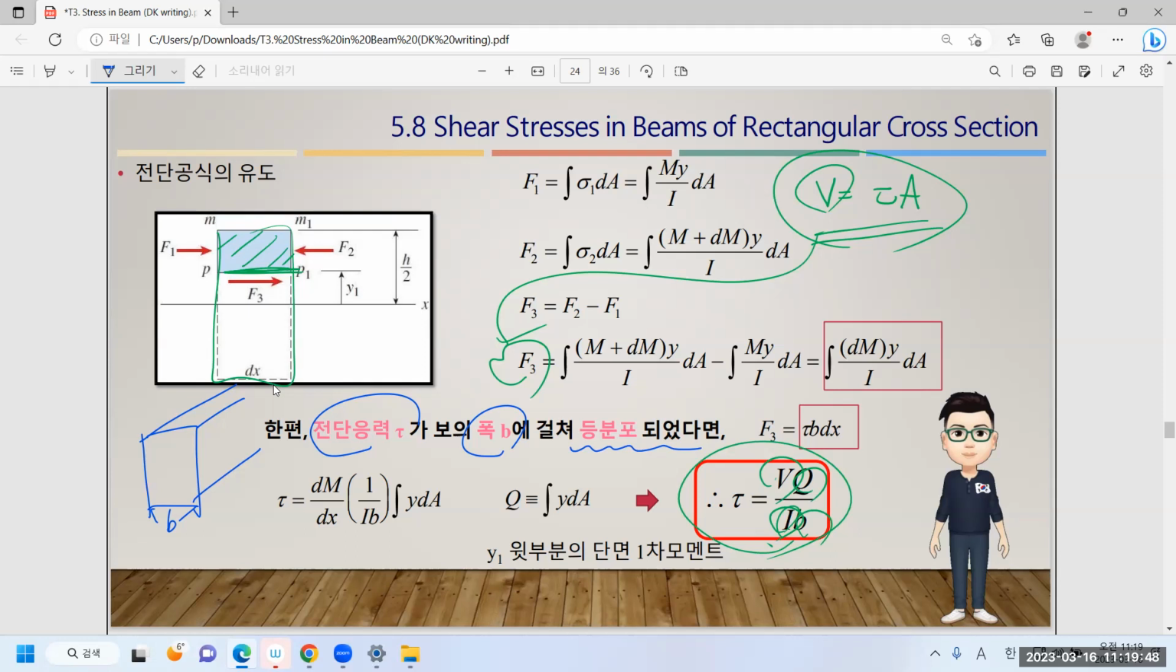Okay, so from that, I think you can get this information, and this is the first moment, so we can simplify the equation. So basically, tau is V. What does V stand for?